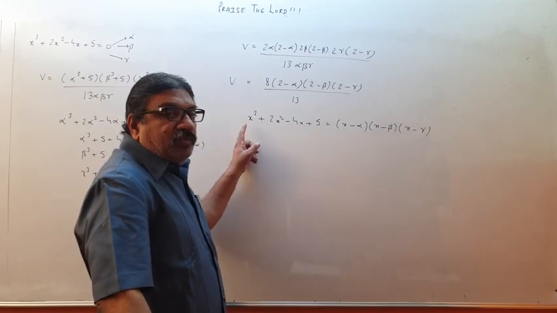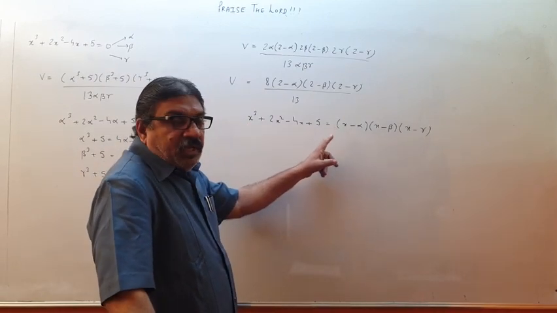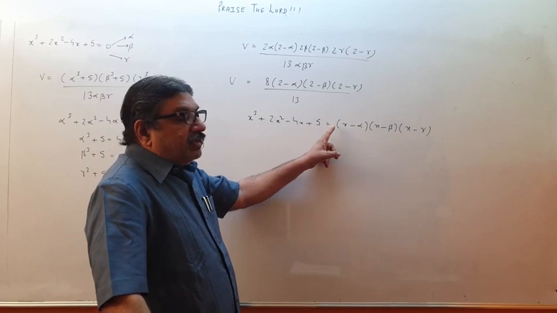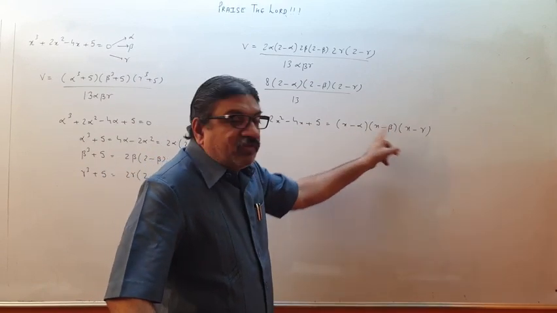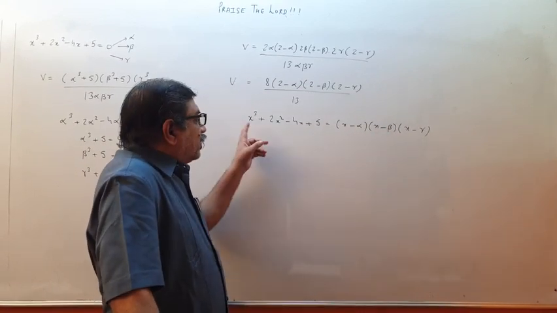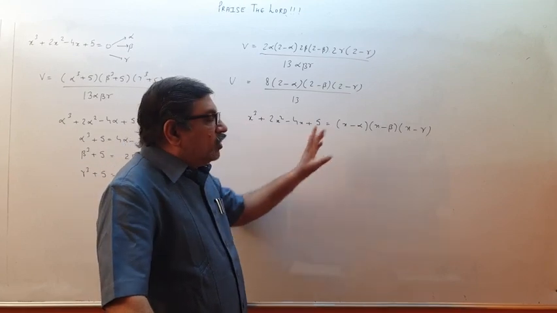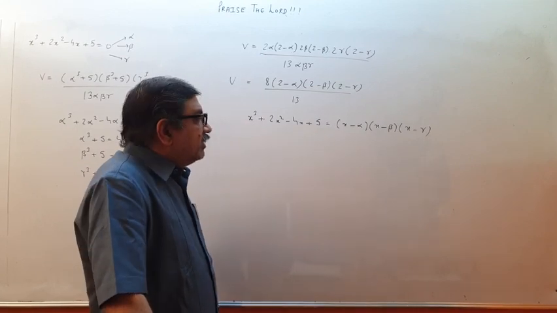Remember, the coefficient of x cube is 1, so I write 1 over here. If it would have been 2 over here, I would write 2 over here, so that when we expand, we get 2x cube. So whatever is the coefficient of x cube, that should be written over here. I hope you know that from class 10.